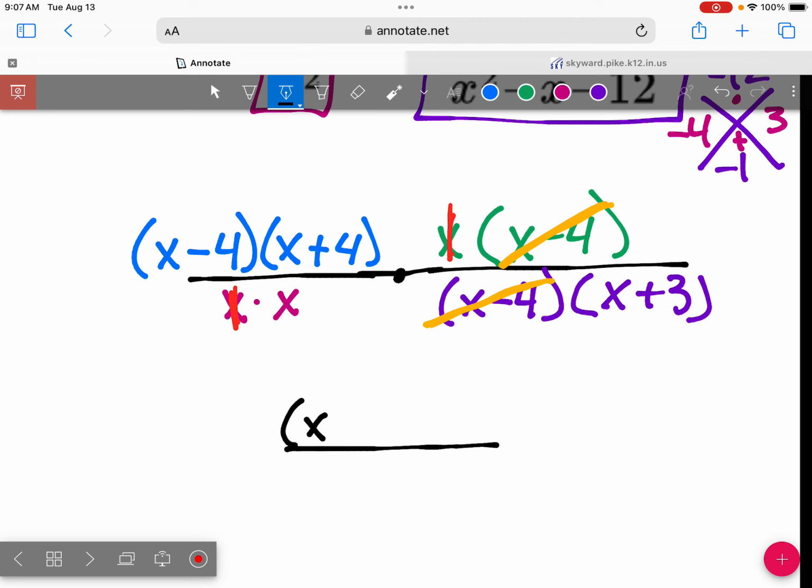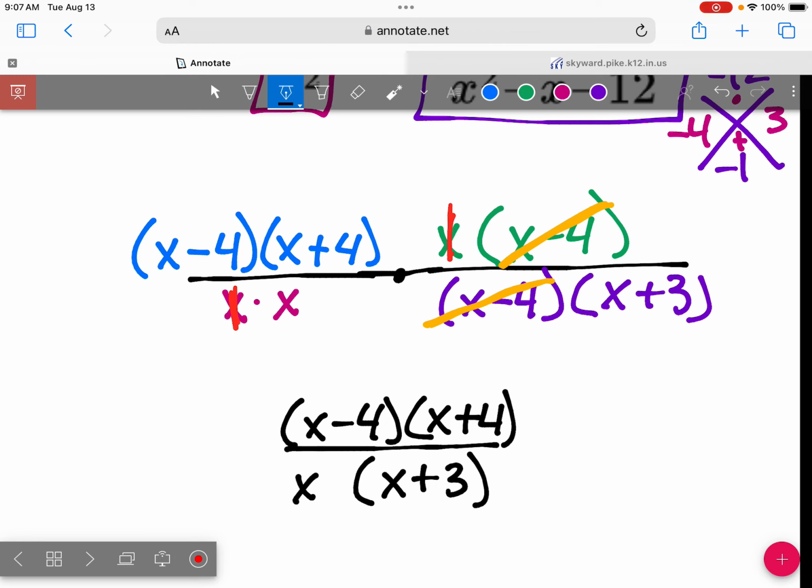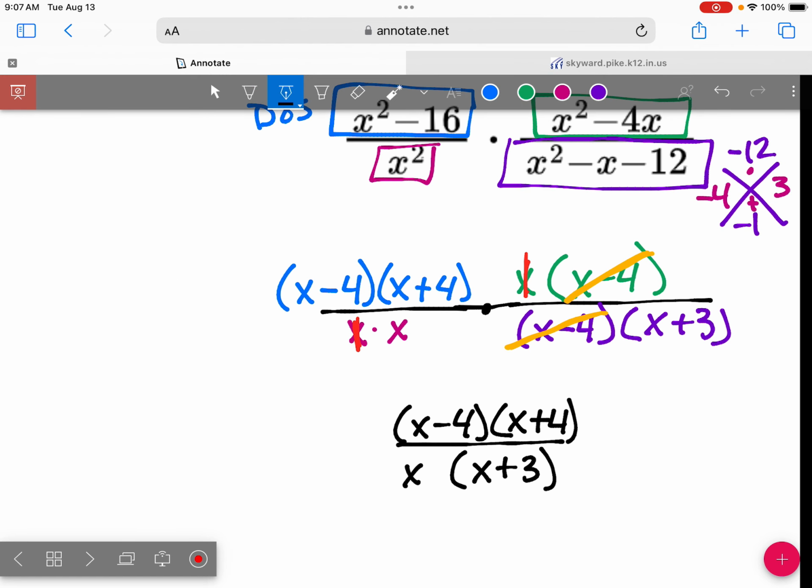We've got our x minus 4, got an x plus 4, and in the bottom I have left over an x and an x plus 3. And we're going to leave it in factored form. Don't remultiply it out. That's just doing too much. Stop right there. That's your answer. This is done.